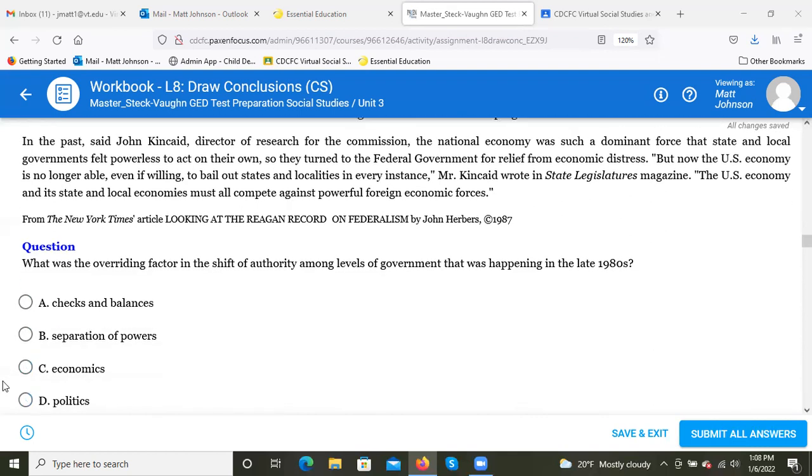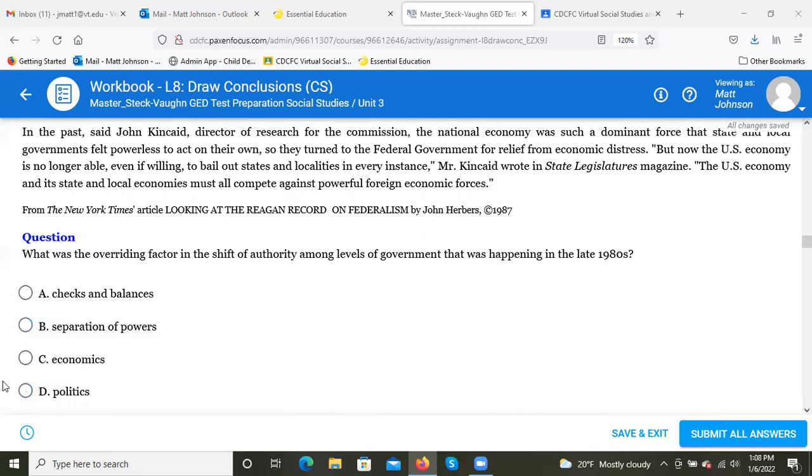So number 5, Tracy, would you like to read number 5? Yes. What was the overriding factor in the shifts of authority among levels of government that happened in the late 1980s? A, checks and balances. B, separation of powers. C, economics. D, politics. Maybe B, separation of power.